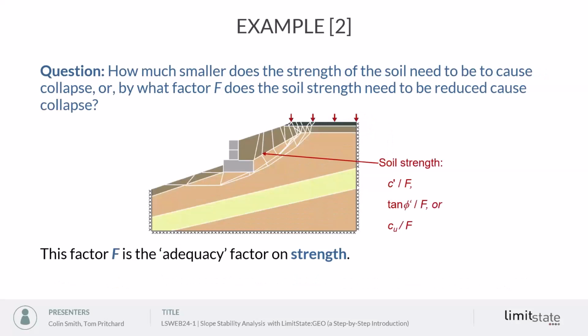The other way of doing it is to say how much do we have to reduce the strength of the soil in order to cause collapse, or by what factor F do we need to reduce that? And this is what we call the adequacy factor on strength in the software. This is somewhat synonymous to strength reduction in finite element analysis, and perhaps is more suitable for slope stability problems where sometimes you don't have an external load, and it's certainly for frictional soils, far more intuitive to look at the factor on strength as your margin of safety away from collapse.